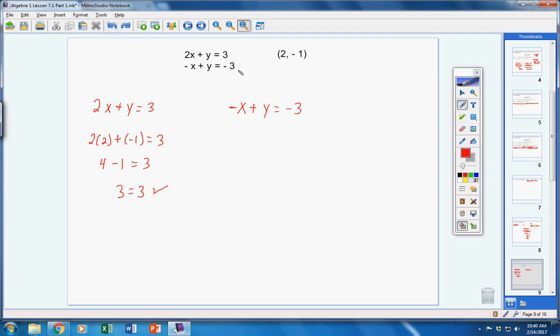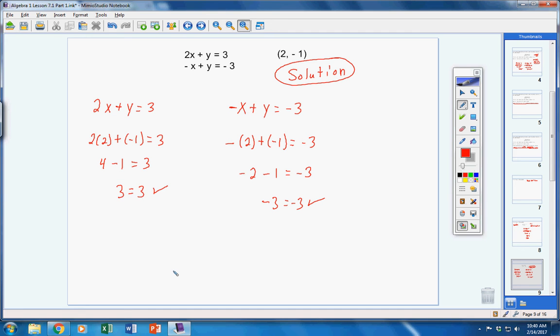So let's test this ordered pair in my other equation. Negative, and then substitute 2 for x, plus, and then substitute negative 1 for y. There we go. Negative positive is negative 2. Positive negative is negative 1. You owe me 2, you owe me $1, you owe me 3, and look at that, it does check, so we're good. So for your answer for this, you would say (2, negative 1) is a solution, and that's your answer. You tested it, it worked.